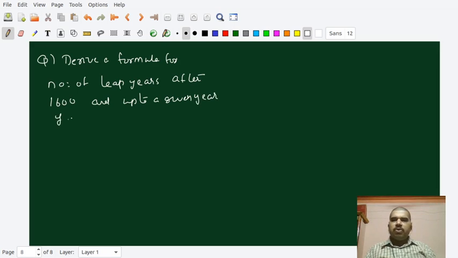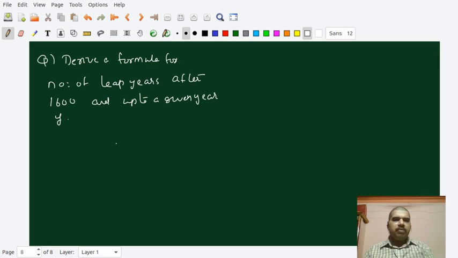So the question is the following. We have to derive a formula for the number of leap years after 1600. That means that 1600 itself we are not counting, and up to a given year y. That means that y can be 1900, y can be 2020. From 1601 up to 2020, we have to count how many leap years are there. This is the problem we have, and we are going to make use of the inclusion exclusion principle for deriving such a formula.